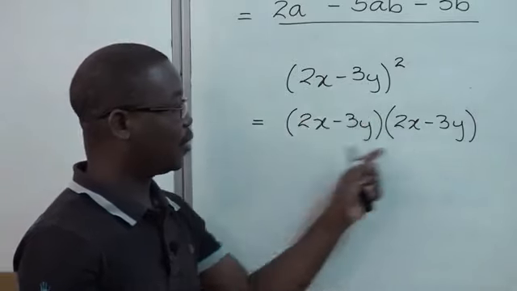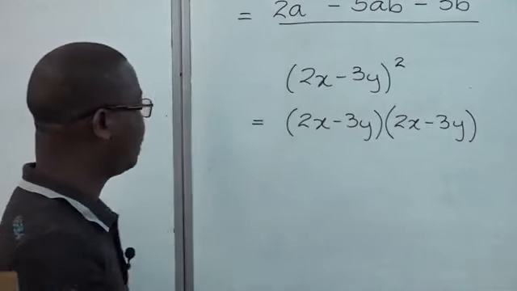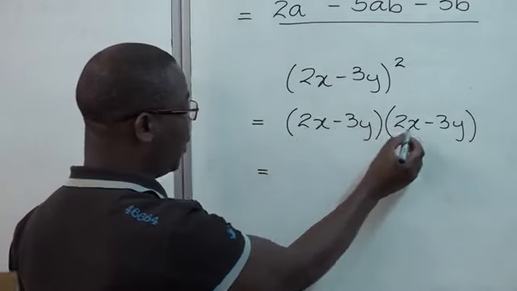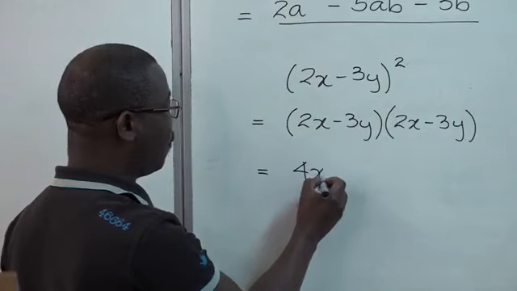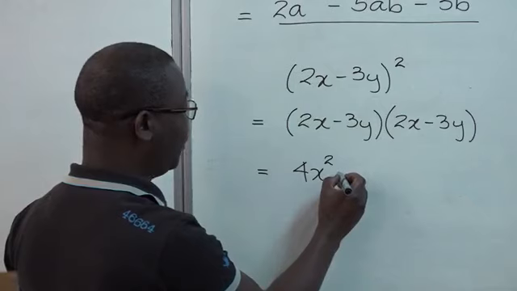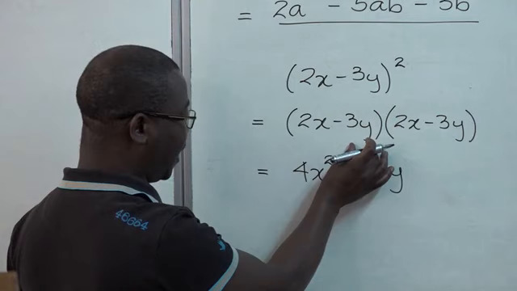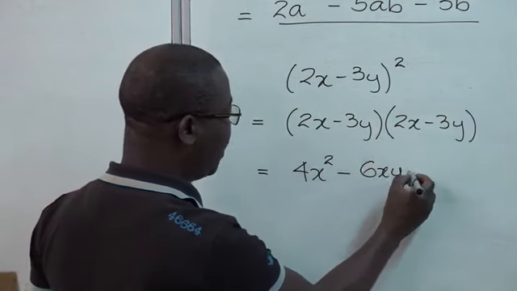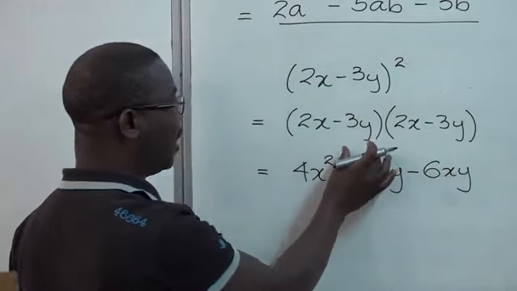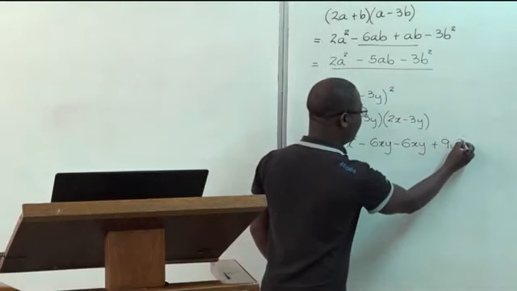And we write it in this way so that it becomes easy for us to then do the process of multiplication. In a similar way we did with the first one, 2x multiplied by 2x, it gives us 4x squared. 2x multiplied by minus 3y, it gives us minus 6xy. Minus 3y times 2x, again it gives us minus 6xy. Minus 3y multiplied by minus 3y, it gives us 9y squared.